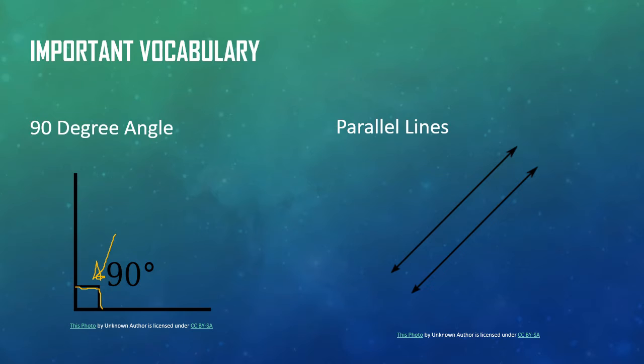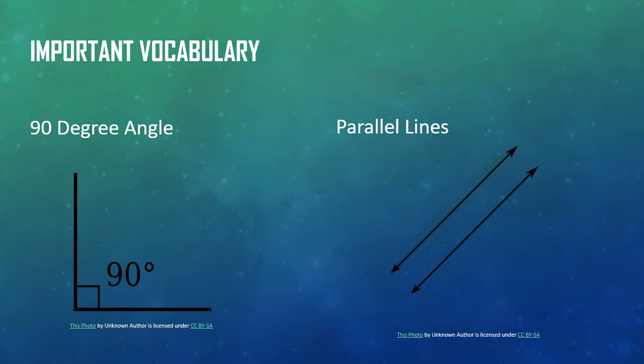This is important because as we are learning about special quadrilaterals, we need to know this information because some quadrilaterals are made up of entirely 90-degree angles. But there are some quadrilaterals that do not have 90-degree angles, and that makes them a different kind of shape. So please try to remember this word, 90-degree angle.